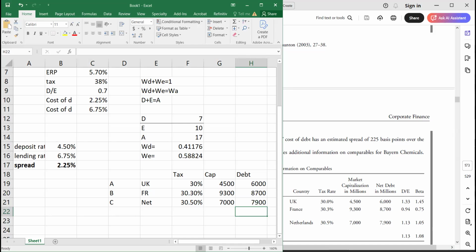Now we are going to the formula. Let me just copy the formula here so that you can easily be guided. These comparable formulas, the pure play method. I'll put it here.